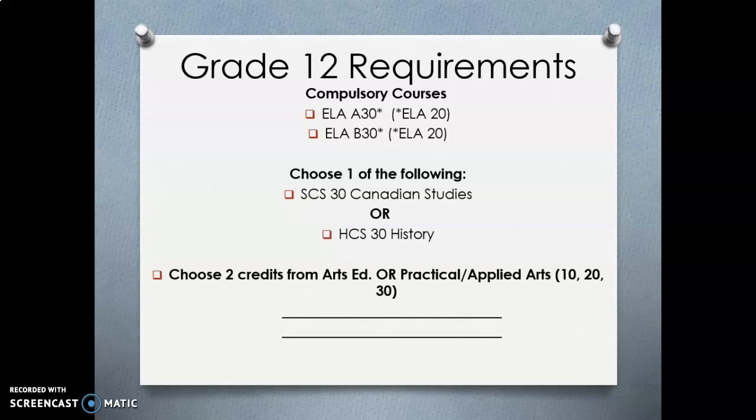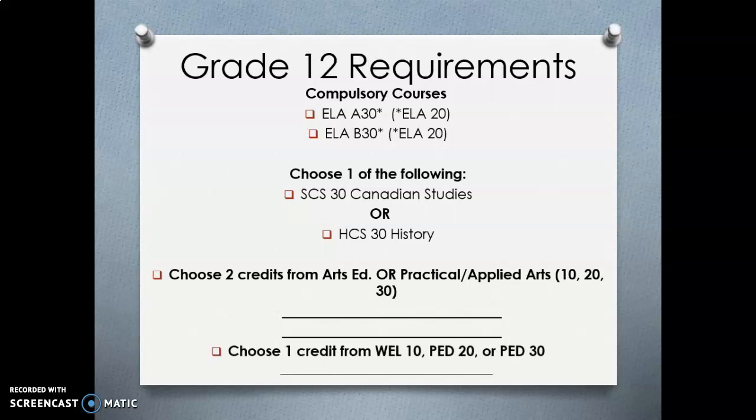Then, in order to graduate, you need to have 2 credits from the Arts Ed or Practical Applied Arts. Not very often do I have students who don't meet these requirements, or we're scrambling to get them a Practical or Applied Arts, but just something to be aware of that you need 2. One of those is that CWE class that you take in grade 10, and then you have to pick one more Arts Ed or Practical Applied Arts. So if you're a very academic student, this is something you're going to want to be careful of, just making sure that you pick up that drama class, that construction class, or that art class so that you have that Practical and Applied Arts credit.